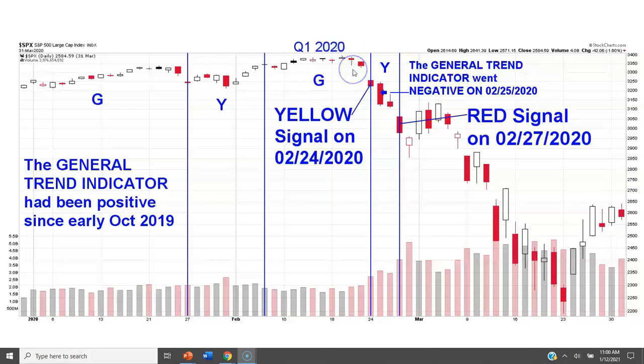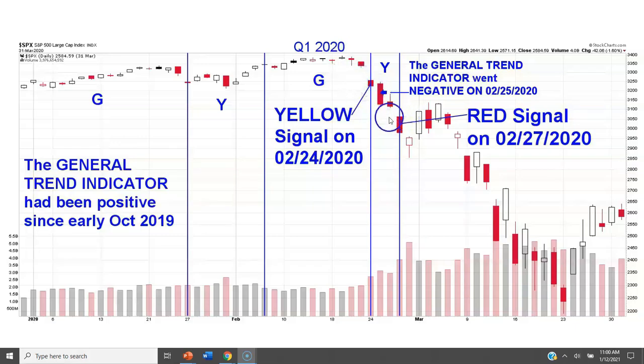But think about this. Just a few days after the all-time high at that time in the S&P 500, on Monday, February 24th, the risk signal went yellow, and then on Tuesday, the 25th of February, the general trend indicator went negative. And that general trend indicator had been positive since October of 19, okay? So right there, just a few days after the all-time high in the S&P 500, the risk signals started to tell you that something was changing, that there was increasing risk in the stock market.